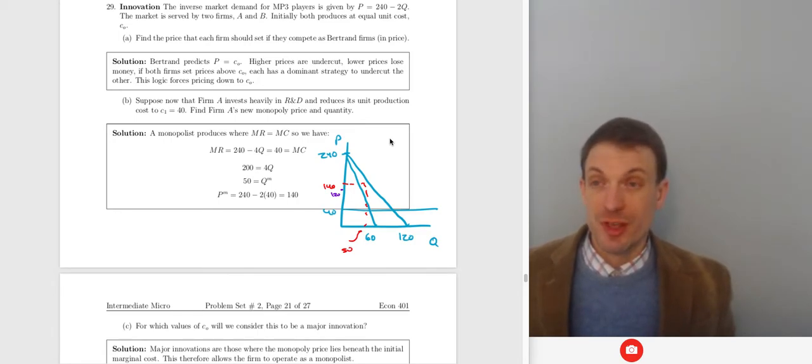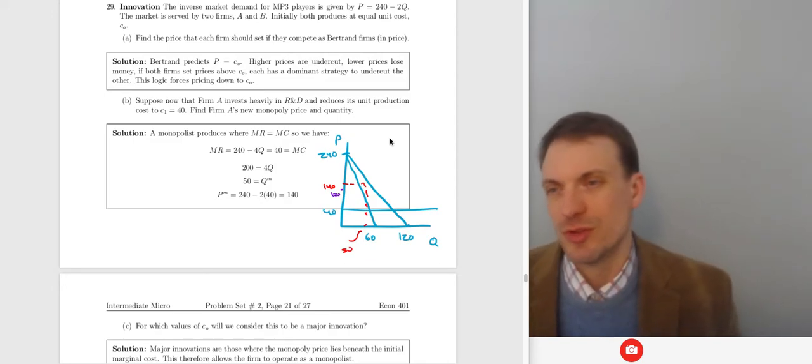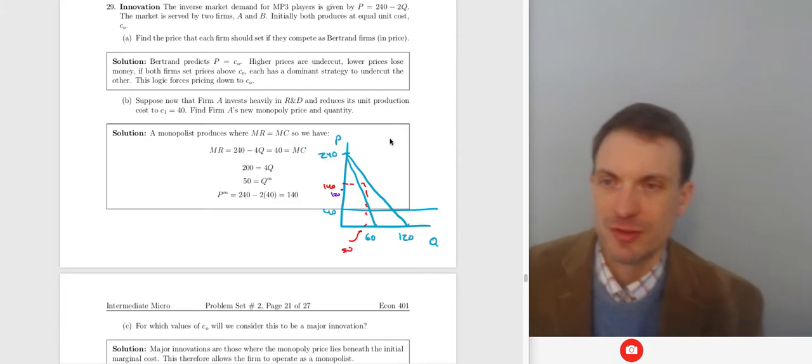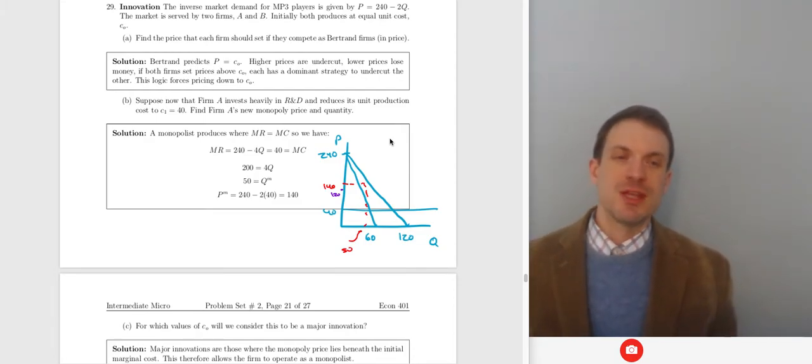All right, so first, the inverse market demand for MP3 players is given by P equals 240 minus 2Q, which is a cool example now that we don't have MP3 players. The market is served by two firms, A and B. Initially, both produce at equal unit cost, C naught. Find the price that each should set if they compete as Bertrand firms.